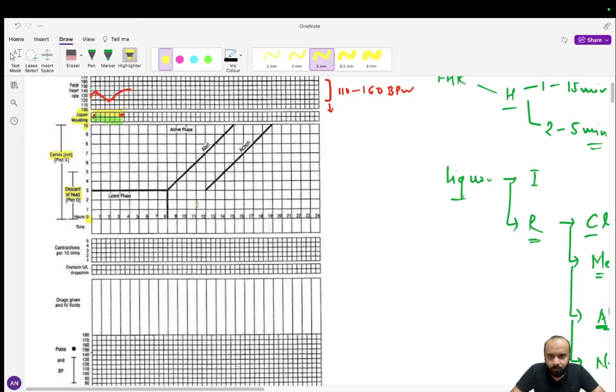Now, this is the part wherein the modified partograph is different from my composite partograph. You see that there is a latent phase given over here, and that latent phase has lasted 8 hours, from 0 to 8. This indicates that your latent labor cannot last more than 8 hours, because if it does, it is possibly going to cross your alert line.